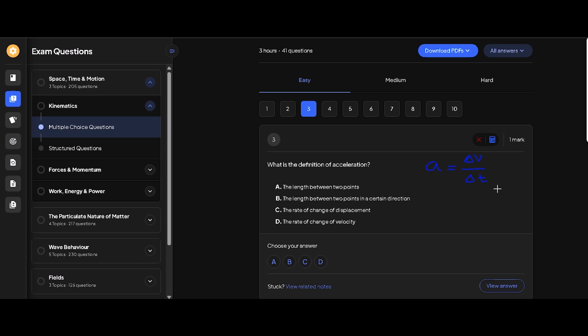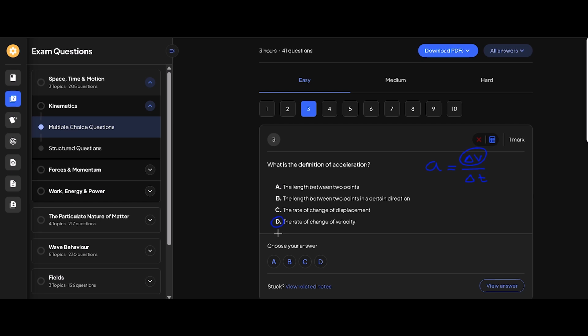So the first one, he's saying the length between 2 points. Okay, no, it's not the length between 2 points, so the first one is wrong. The length between 2 points in a certain direction. Also, no, it's not like this. So the rate of change of the displacement. Rate of change of displacement is the wrong one. So the last one, he is saying the rate of change of velocity. Yeah, here it is. Rate of change of velocity. So the answer would be D. And if you need to know what the first one is, for example, the length between 2 points, this is distance.